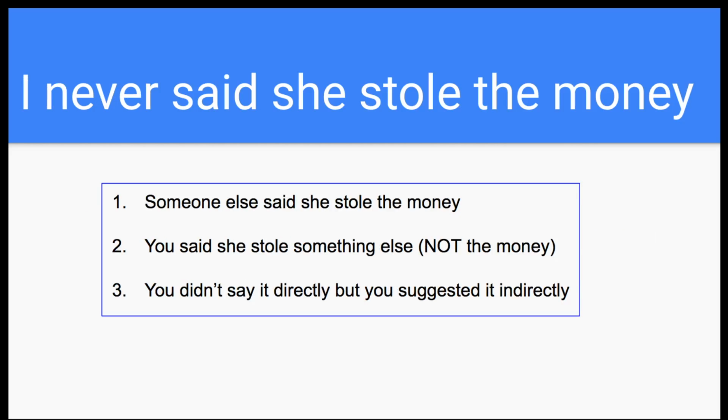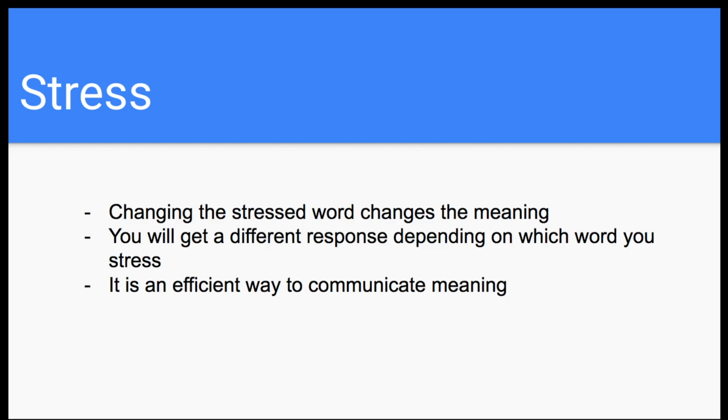So consider having to say all of the words here. For example, I never said she stole the money. Someone else said she stole the money. We've basically doubled our words, but just using stress, we can say, I never said she stole the money. In this way, it's a very efficient way of communicating meaning. It's another reason why written language tends to be longer than spoken language, because it's difficult to communicate stress in writing. I mean, we can use bold and we can use underlines, but spoken English is more effective, it's much faster.